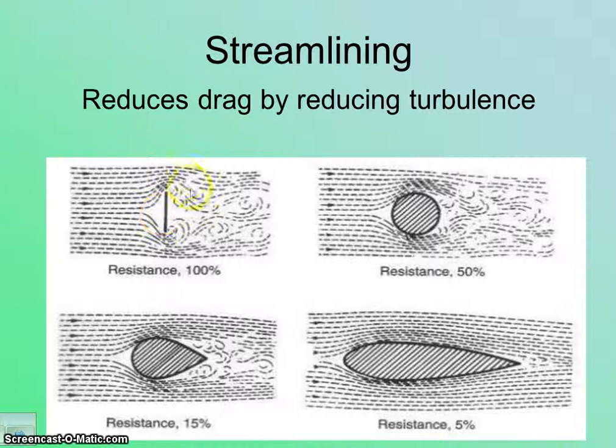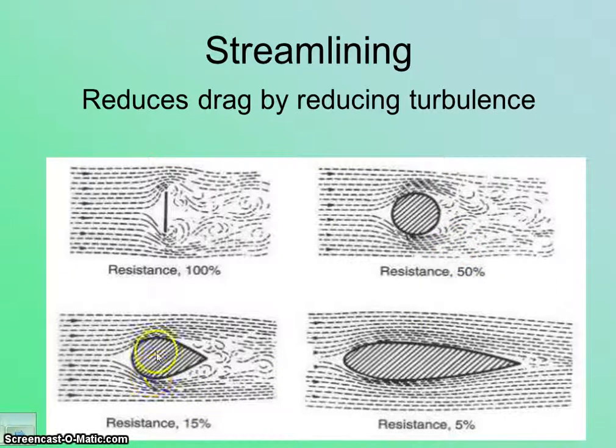Here you just have this line, and where you see the curls, that's turbulence. So you can see a flat object, you've got your wind coming this way, and you see all this turbulence. That is a lot of drag on the object. You make it a circle, it's good here, but you're still getting some turbulence. It's less than the previous picture.